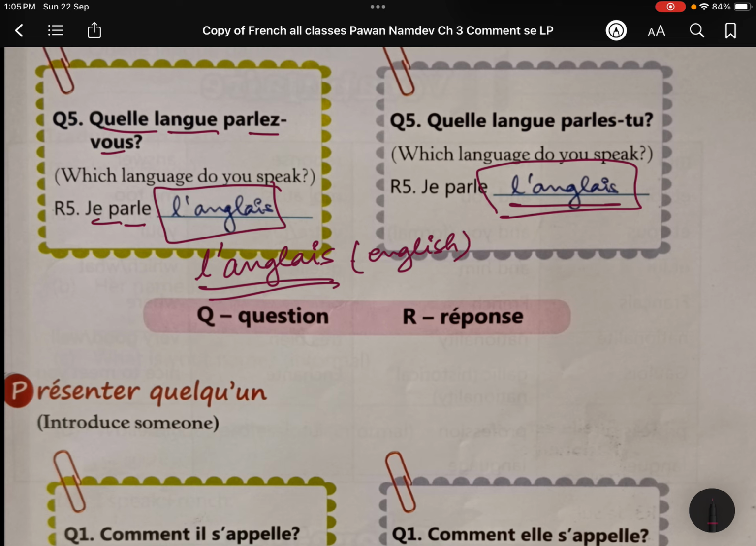Or you can say French. So français. Français, you can also write, French. I speak French. Je parle français. I speak French. All right, guys. Je parle français. I speak French.